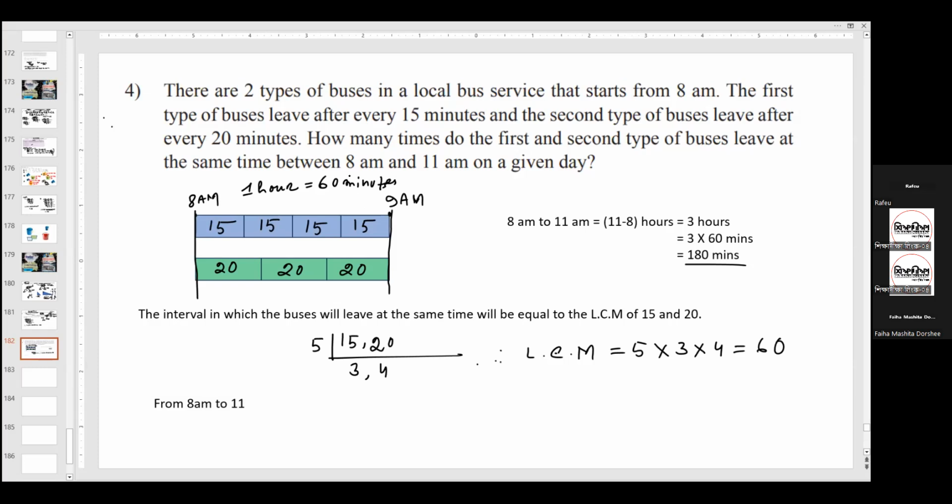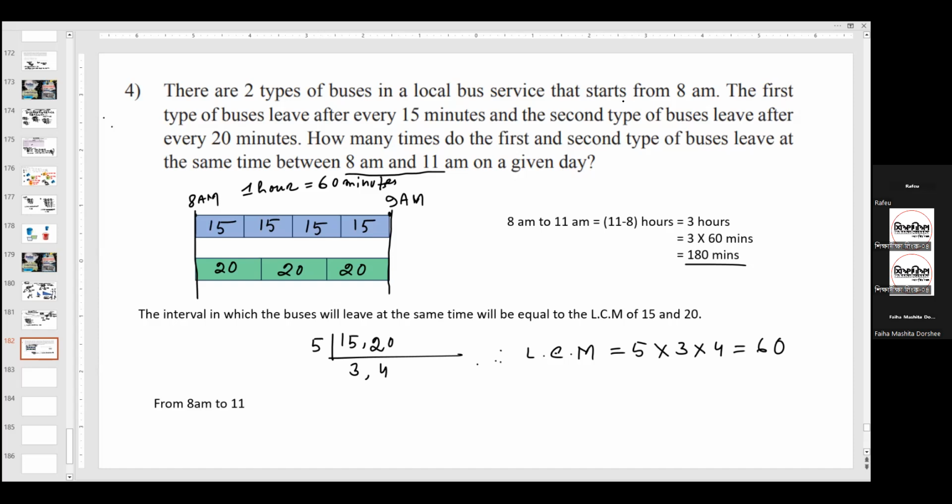Then how to say, actually how to say that statement? How can we say that actually? How many times do the first and second type of bus leave at the same time between 8 a.m. to 11 a.m. on a given day?